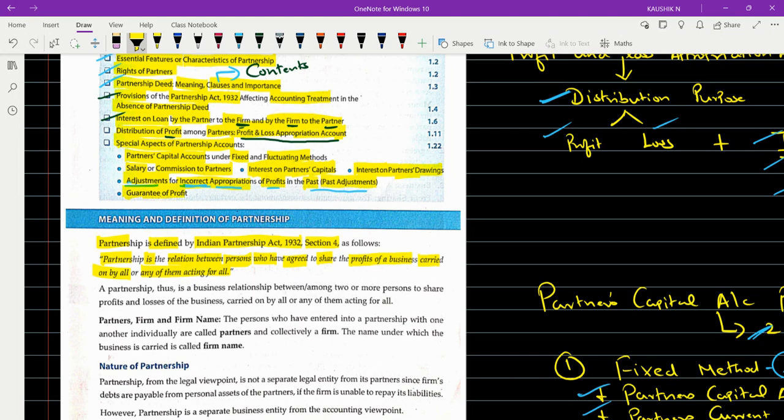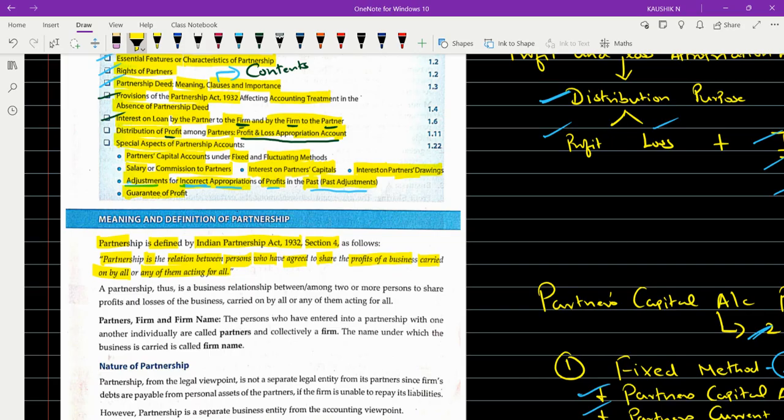A, B, and C, or any of them acting for all, which means among A, B, and C, suppose A and B have only financed, they have just contributed some money to the business. They don't know what to do in the business, they remain silent. You would have learned this even in your BS 11th standard: partners for profits only. That means they will not take part in the business, they will just lend the money required for the business. That is a financing partner, or we call him a sleeping partner.